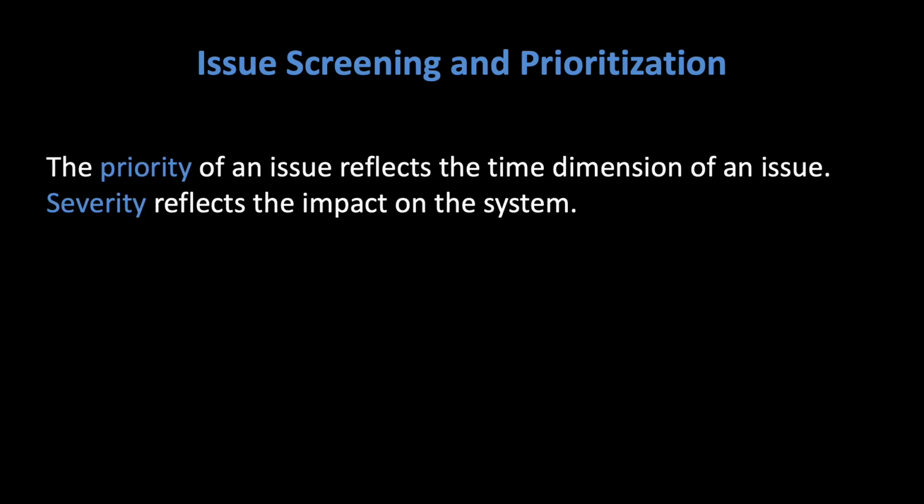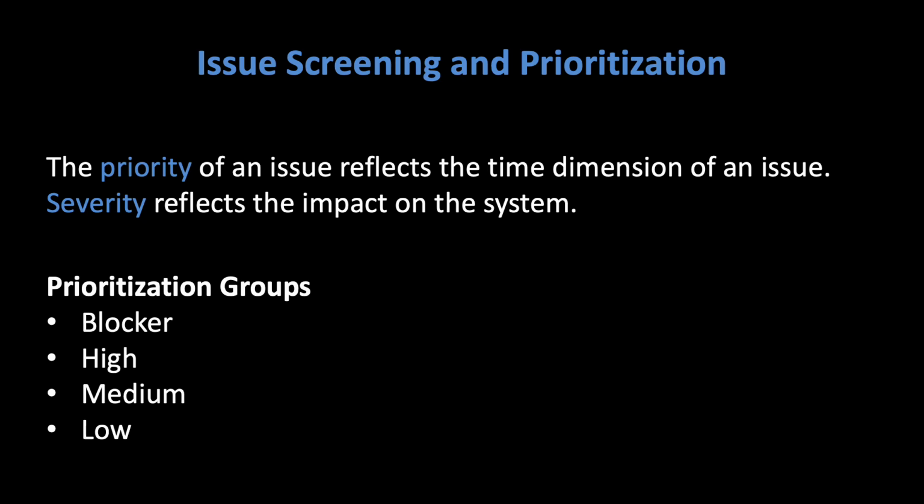The issue prioritization is, of course, important so that within the project the right issues are handled at the right time. And the severity, on the other hand, reflects the impact of an issue on the product. So it may be that an issue has a low impact, but due to other reasons, the priority is important because it needs to be fixed by the next release.